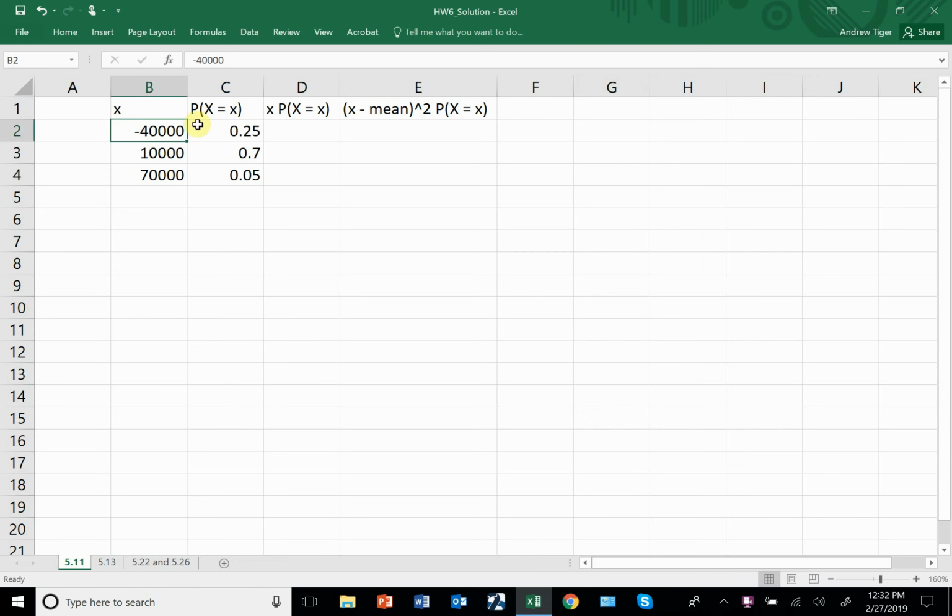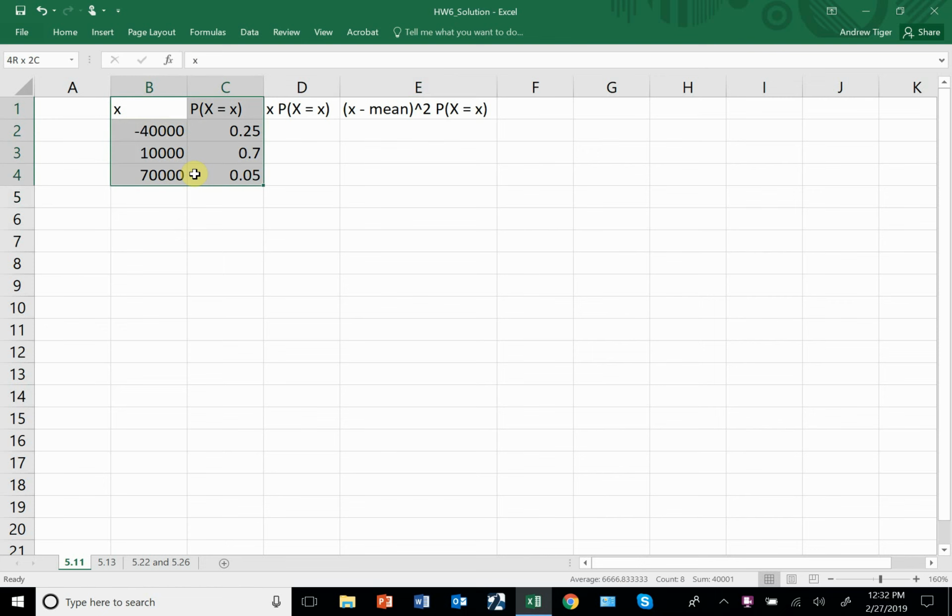You can either lose money 25% of the time, make a little bit of money 70% of the time, make a lot of money 5% of the time. They want you to be able to calculate the expected value and the variance or standard deviation. They also wanted to plot it.